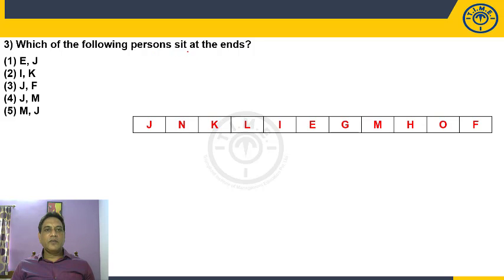Which of the following persons sit at the ends? At the ends, we have J and F. Where are J and F? Here, choice 3.